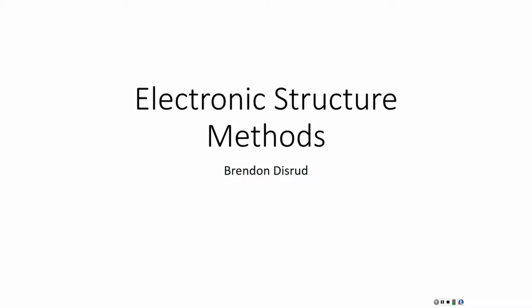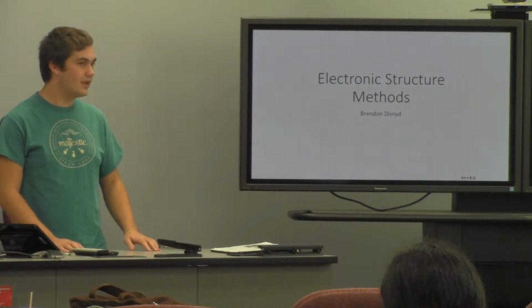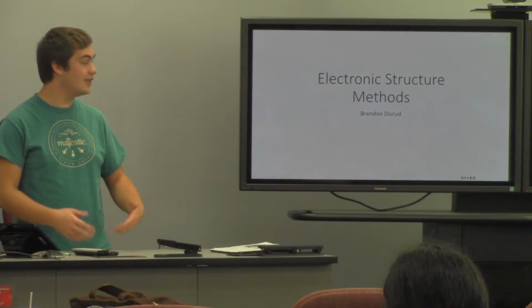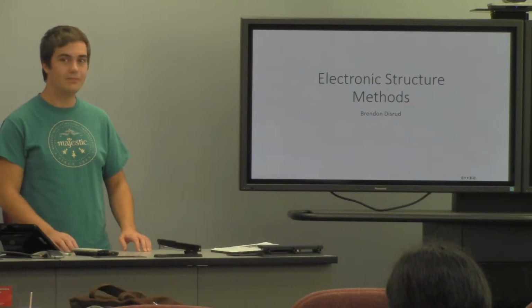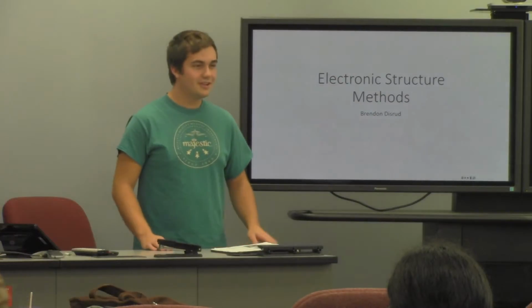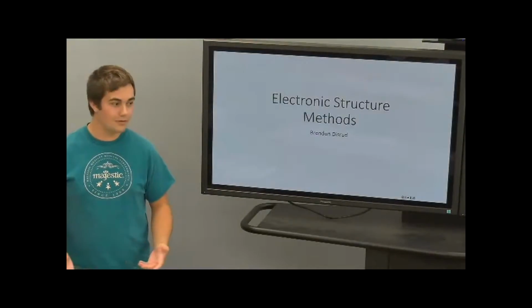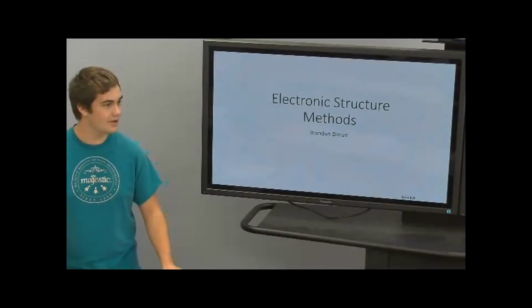My name is Brendan Disroot, and I'm going to give a brief overview of electronic structure methods in computational chemistry. First off, what do these do? The simplest way to say what they do is they help us calculate the energy of the system and the parts of the system. And those will help us get some useful outputs, like we can find the geometry, and the absorbance and band gaps of semiconductors and such.